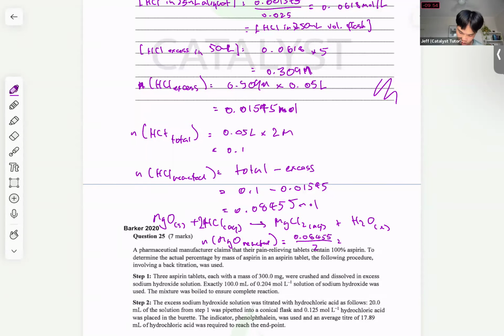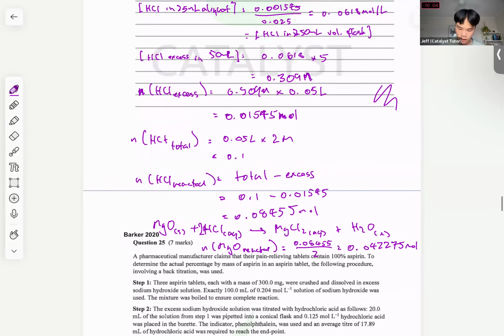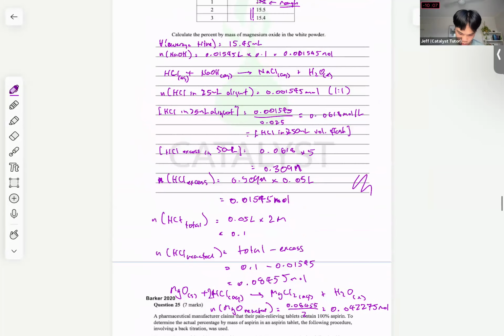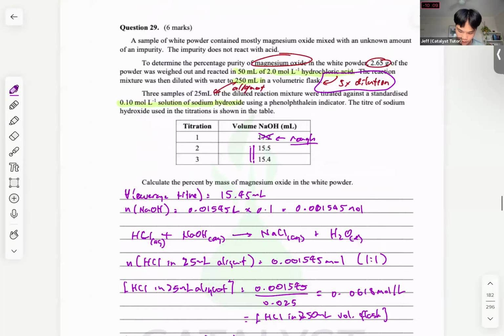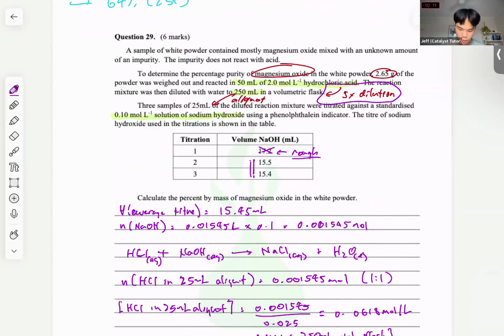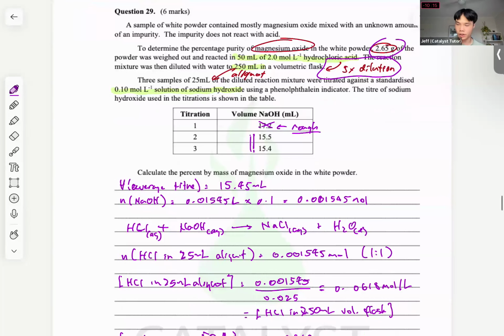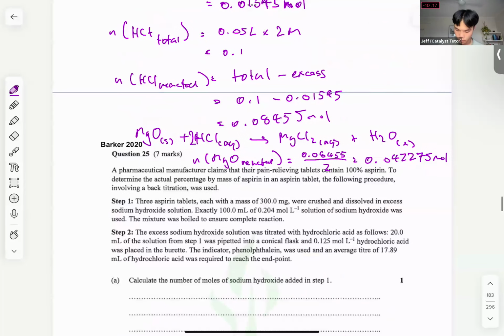0.8455 divided by 2 is equal to 0.042275 moles. And to find the concentration, or do we need to find concentration? Yes, they ask us to find the percentage purity in 2.65 grams. So the last thing we need to do is to turn this into a mass by multiplying by molar mass.